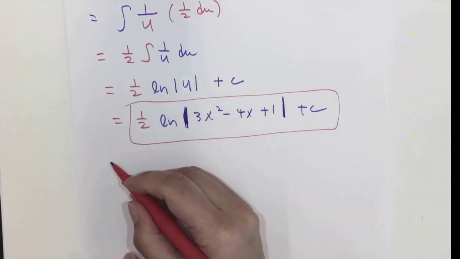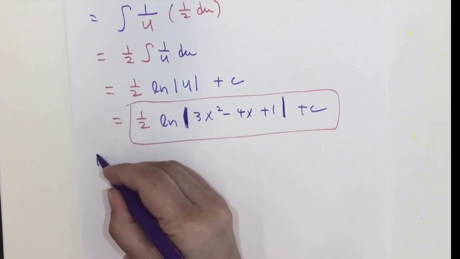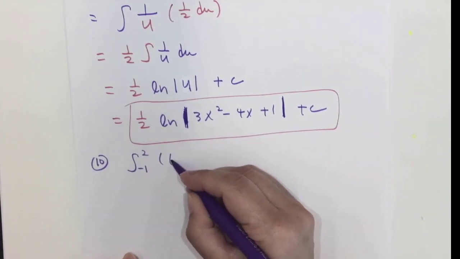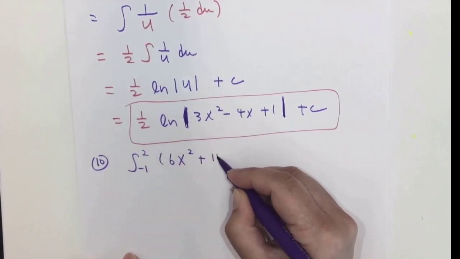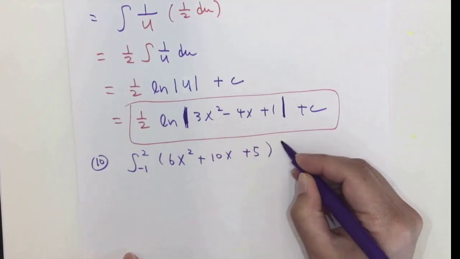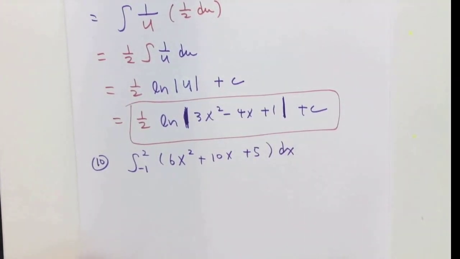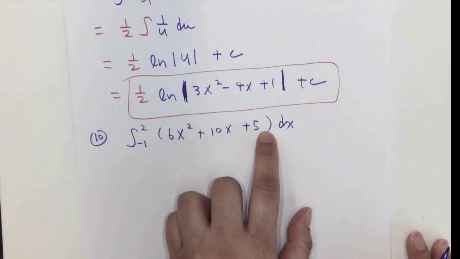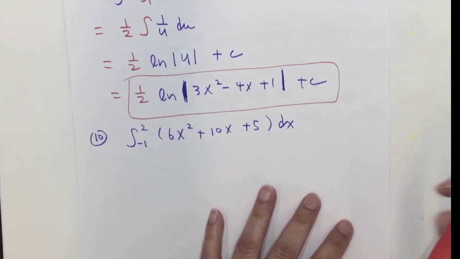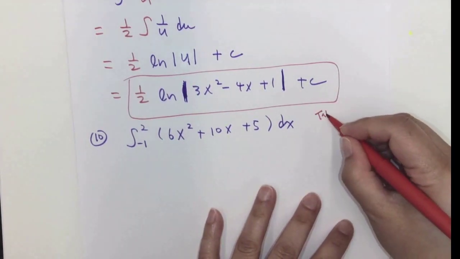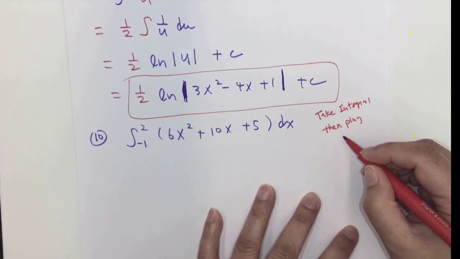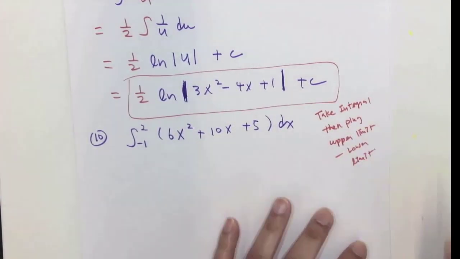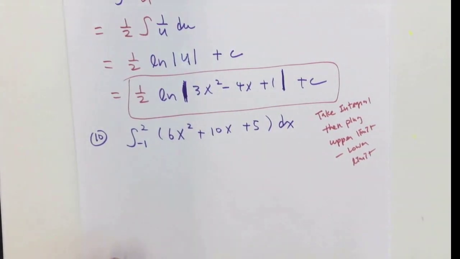So starting with number 10 is a definite integral, meaning you have the lower limit and also the upper limit. Number 10, we have the definite integral from -1 to 2, taking the integral of 6x squared plus 10x plus 5 dx. This particular one does not have a substitution because it's just individual terms like that. We need to take the integral and then plug in the upper limit, subtracting the lower limit. Okay, plug in the upper limit, subtract the lower limit.